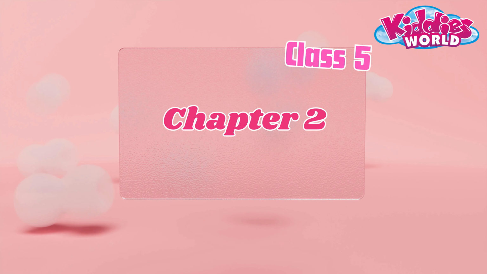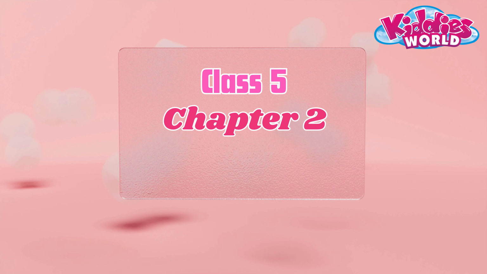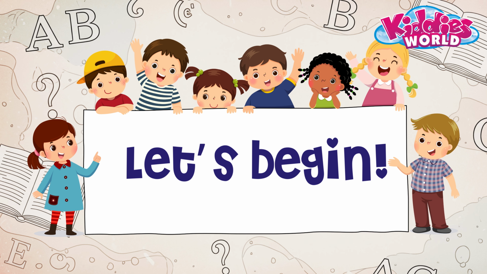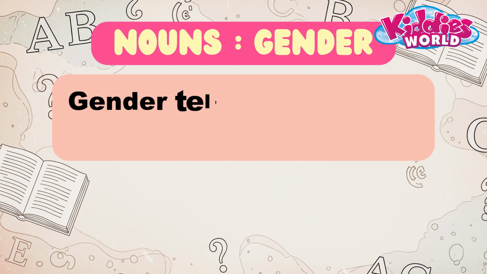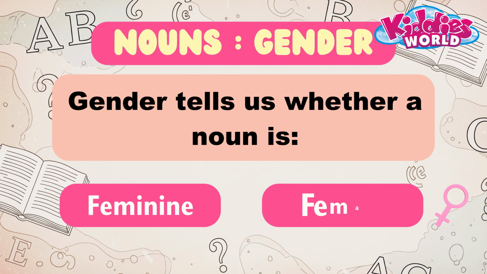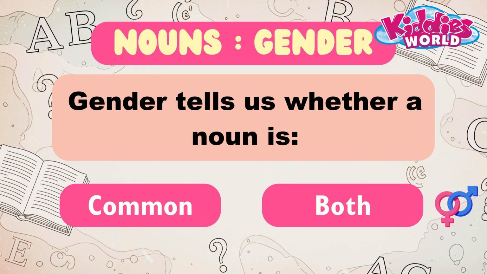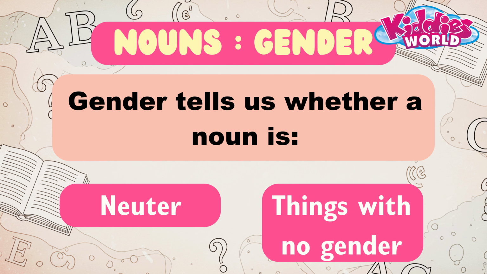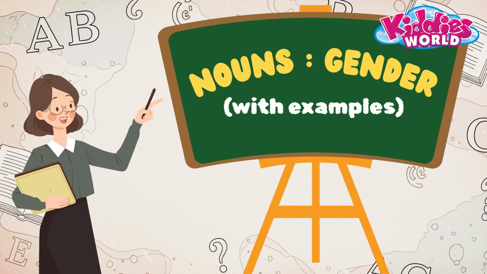Today we are going to learn something new and exciting: nouns, gender. So are you ready? Let's begin our fun learning journey. Gender tells us whether a noun is masculine (male), feminine (female), common (both male and female), or neuter (things with no gender). Let's break them down with examples.